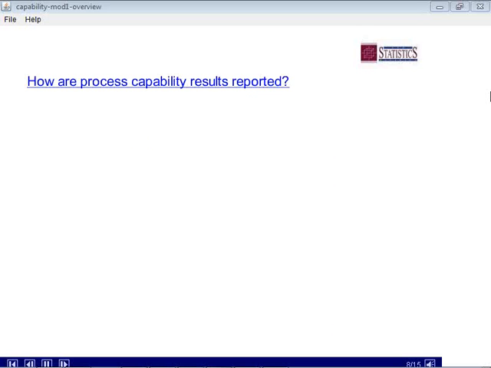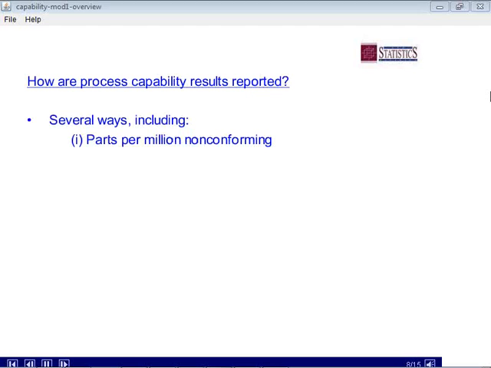So how are process capability results typically reported? Well, there are several ways, and I'm going to take a look at some of them here. The first one, and probably the most intuitive from a basic statistical perspective, is to regard the number of, let's say, parts per million that are non-conforming. So if there are 1 million observations and 500,000 of them are non-conforming, then I've got 500,000 parts per million non-conforming. Of course, that would be a 50% defect rate. That's not very good.